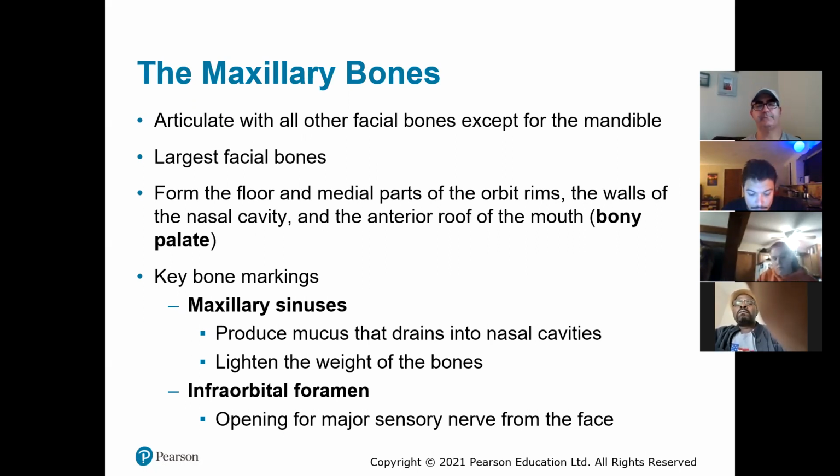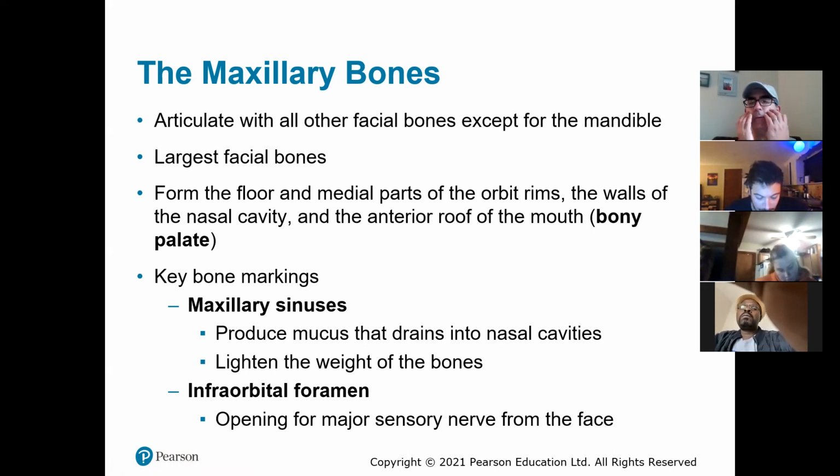We have maxillary bones. Where's your maxilla? A lot of people know where that is. Where do you think your maxillary bones are? Yeah, Josh is pointing to the right place. They're the top of your jaw, at the top bones of your jaw. There are two. There's a right and a left. So there's a split down the middle.